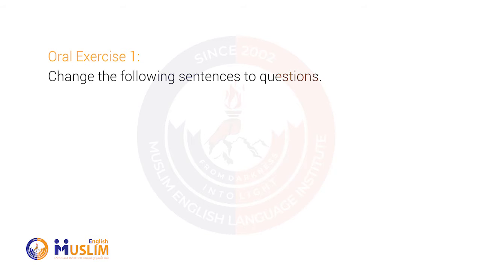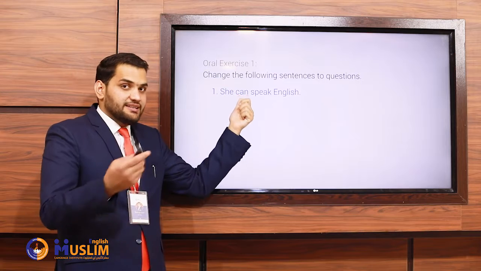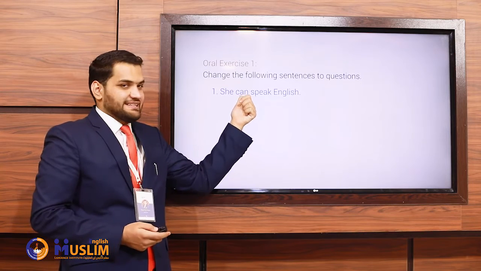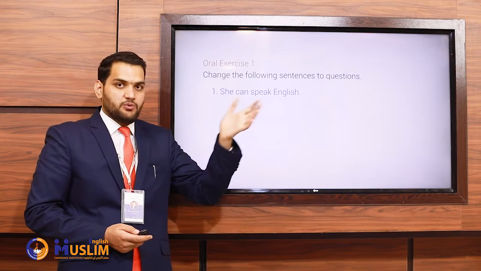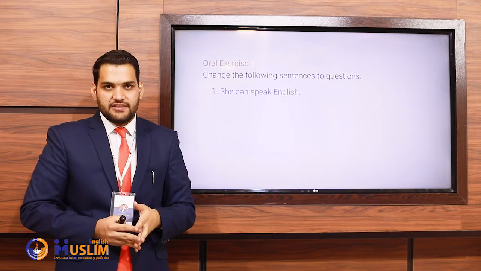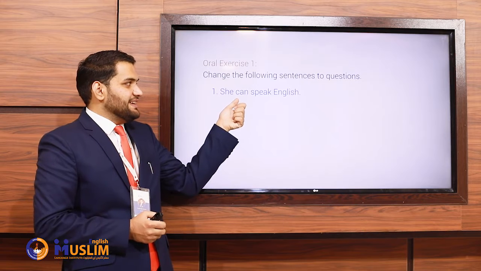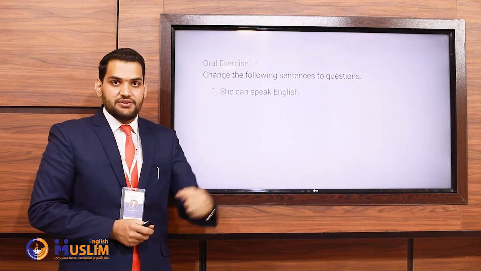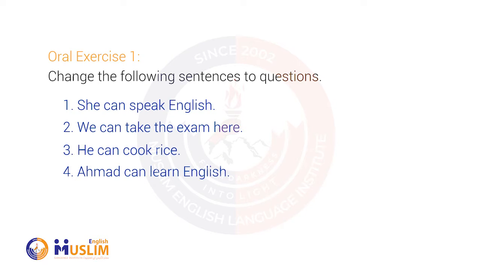Now let's do an oral exercise. Change the following sentences to questions. For example, number one, she can speak English. Here, the modal auxiliary is can. And if you want to change it to a question, just bring it and use it at the beginning of the sentence. So you have to say, can she speak English? Good luck with the rest of them.